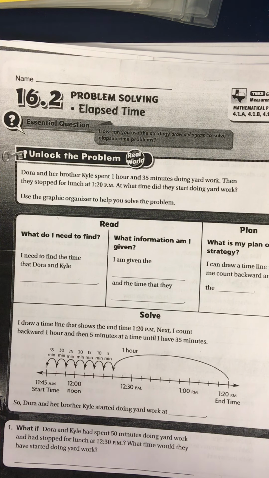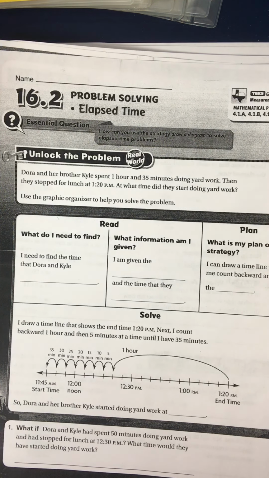Dora and her brother Kyle spent 1 hour and 35 minutes doing yard work. Then they stopped for lunch at 1:20. At what time did they start doing yard work? Use the graphic organizer to help you solve the problem.